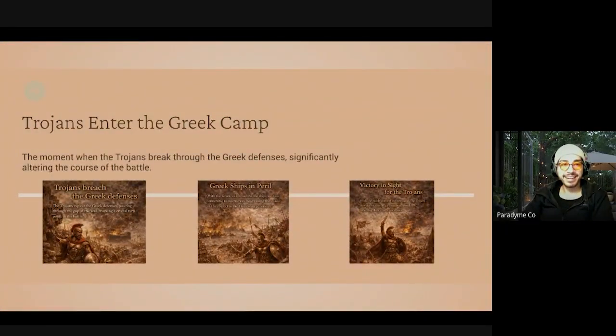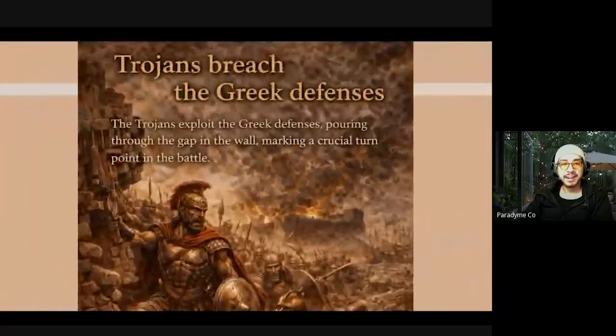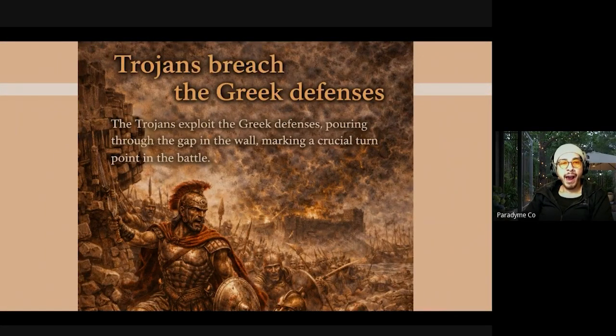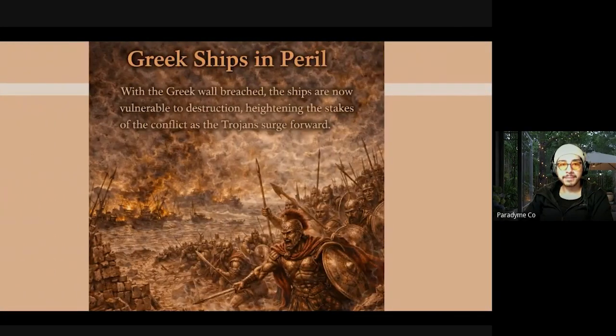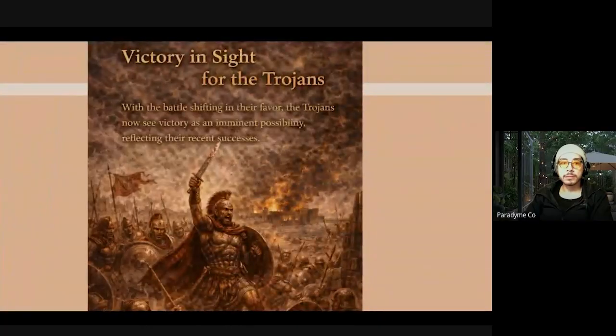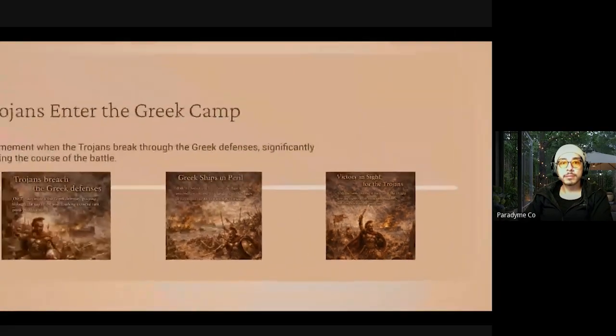Trojans enter the Greek camp. The Trojans exploit the Greek defenses, pouring through the gap in the wall, marking a crucial turning point in the battle. With the Greek wall breached, the ships are now vulnerable to destruction, heightening the stakes of the conflict as the Trojans surge forward. With the battle shifting in their favor, the Trojans now see victory as an imminent possibility, reflecting their recent success.